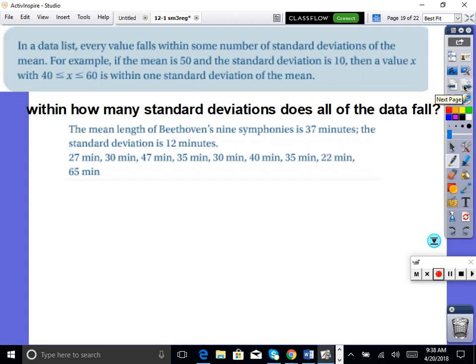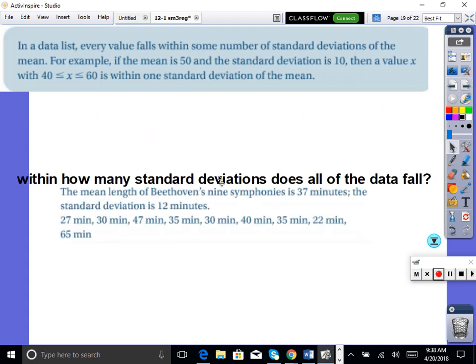Okay, here we go. So let me show you how standard deviation works. It says right here, in some data lists, every value falls within some number of standard deviations away from the mean. For example, if the mean is 50 and the standard deviation is 10, then values between 40 and 60 would be within one standard deviation from the mean. So let me show you how I map it out. This is just a way for me to keep track of what we're looking at. We're told the mean is 50, so our average is 50. I kind of put a circle around it right there.